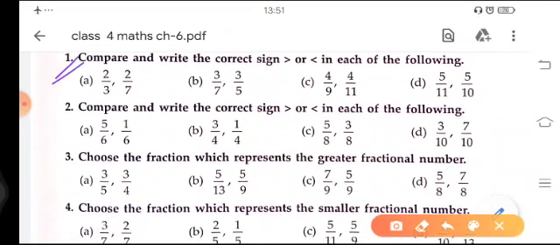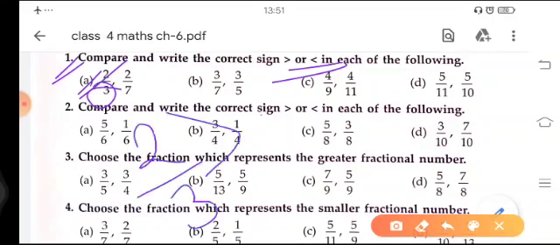So here question number 1 is given. In this question we will compare and write the correct sign of greater than and less than. In this our numerator is same but denominator is different. So if numerator is same and denominators are different, then the smaller digit of the denominator will represent the greater fraction. So in this 2 upon 3 will be greater than 2 upon 7, right?